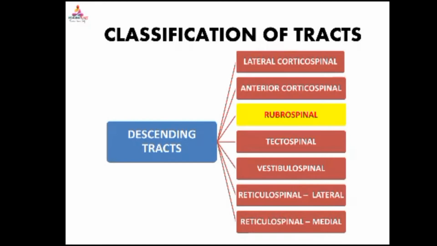Next is the rubrospinal tract. It's located in the lateral white column. It originates from the red nucleus of the opposite side located in the midbrain, and terminates in the anterior horn cell of the spinal cord. Its action is unconscious coordination of movements, that is, it controls muscle tone and synergy.